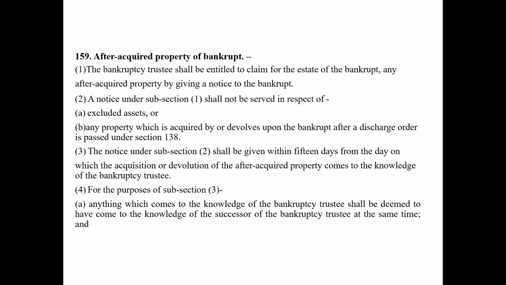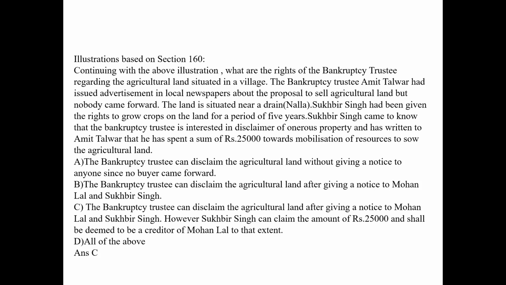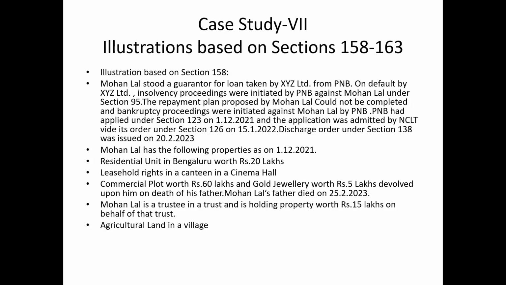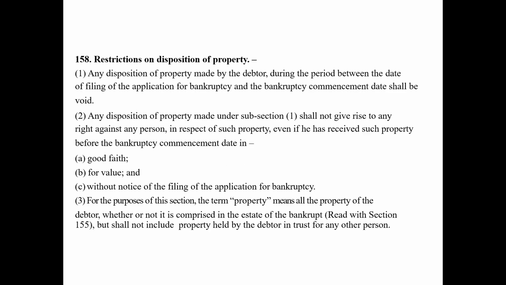So now what is the answer? First, the bankruptcy trustee can disclaim the agricultural land without giving a notice to anyone. No, sir. He has to give a notice. Right. Because Sukhbir Singh is the person interested in property. Second, the bankruptcy trustee can disclaim the agricultural land after giving a notice to Mohan Lal and Sukhbir Singh. Now Sukhbir Singh is this person. Who is Mohan Lal? He's the debtor, sir. Right. So Mohan Lal is the debtor.